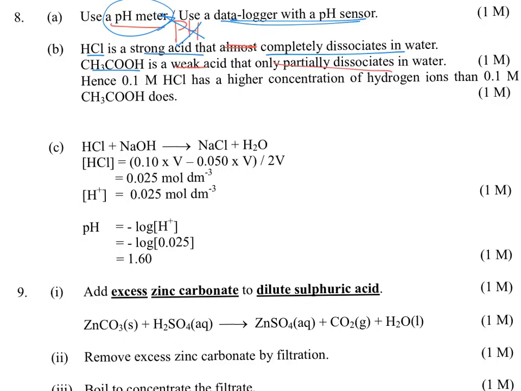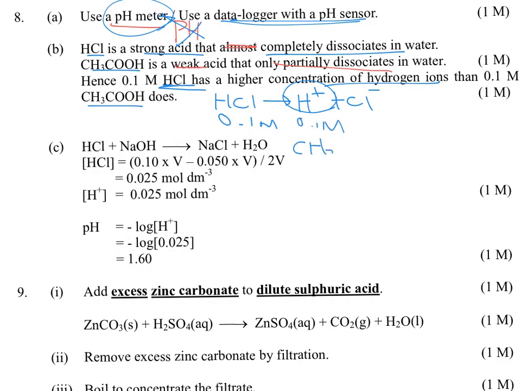Okay, and you need to answer one more point, not just strong and weak. That's why hydrochloric acid has a higher hydrogen ion concentration than ethanoic acid. Why? I give you extra information: because hydrochloric acid will completely ionize to form hydrogen ion. If this is 0.1 M, then the hydrogen ion will be 0.1 M.